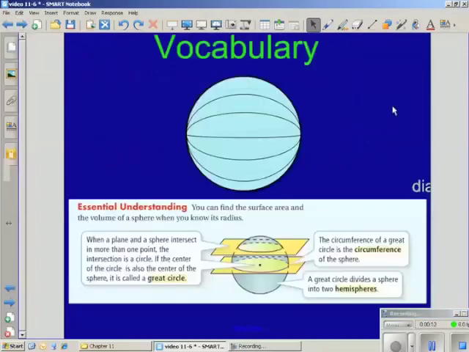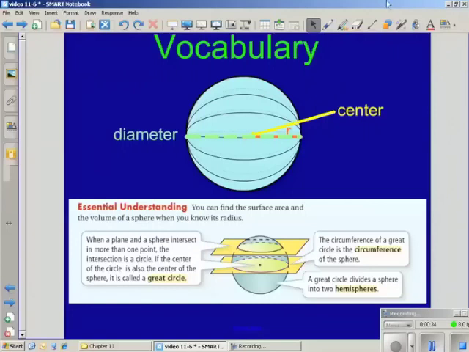A sphere is the set of all points in space equidistant from a given point called the center. And the radius is a segment that has an endpoint at the center and the other endpoint on the sphere. The diameter, right over here, is a segment passing through the center with the endpoints on the sphere.